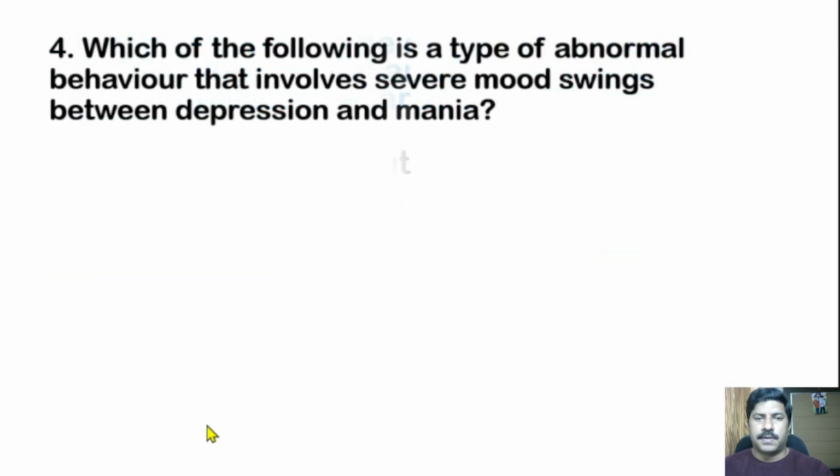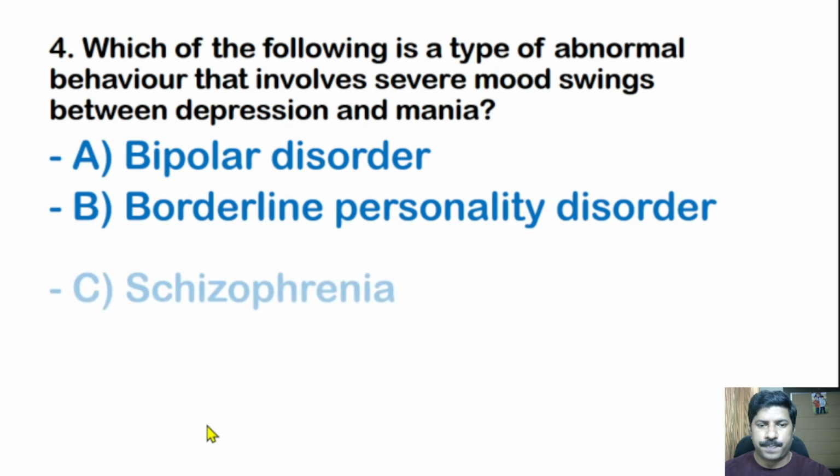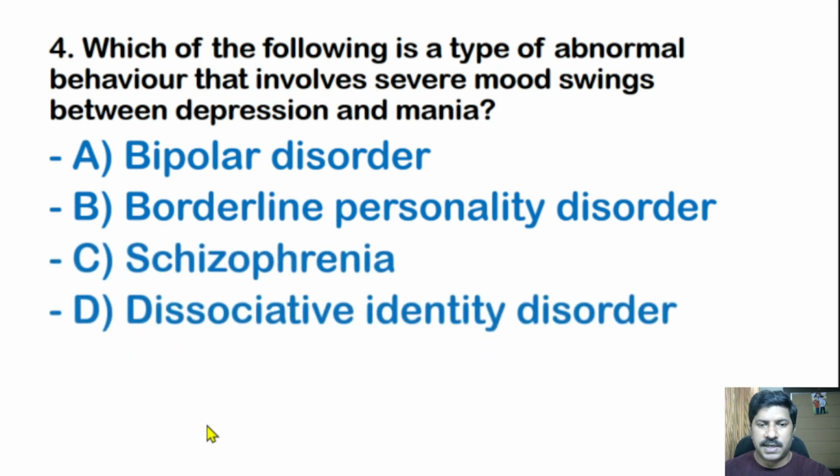Okay. Fourth question. Which of the following is a type of abnormal behavior that involves severe mood swings between depression and mania? Bipolar disorders, borderline personality disorder, schizophrenia, dissociative identity disorder. It is an easy question. You can answer. Bipolar disorder is the correct answer here.